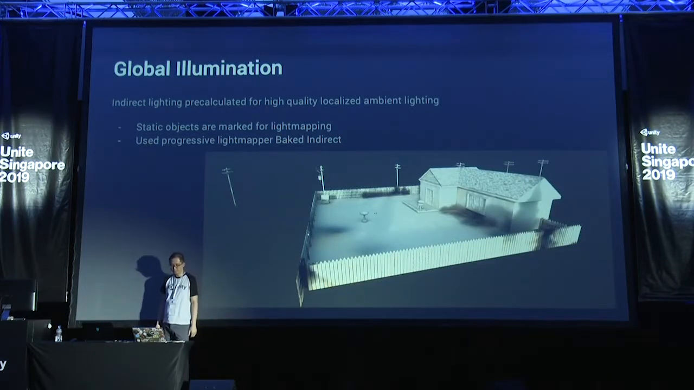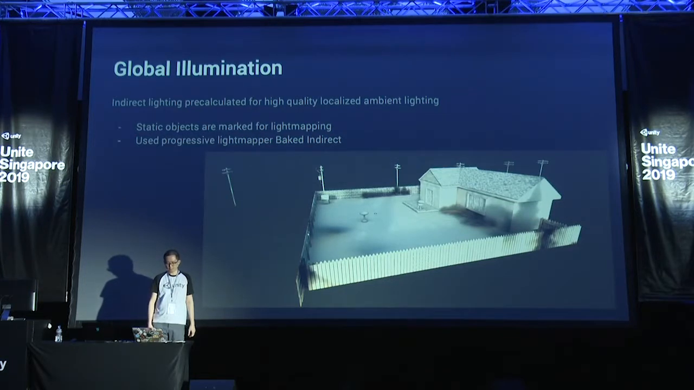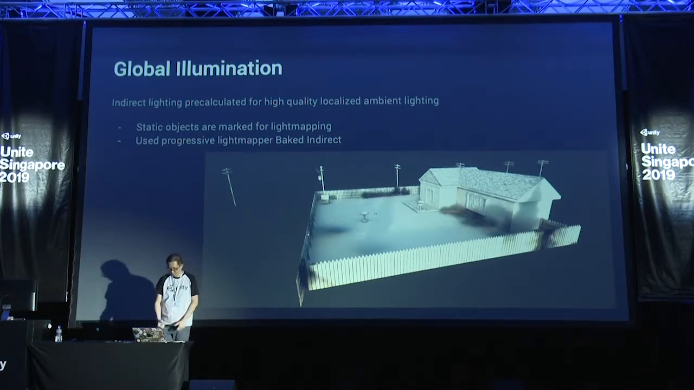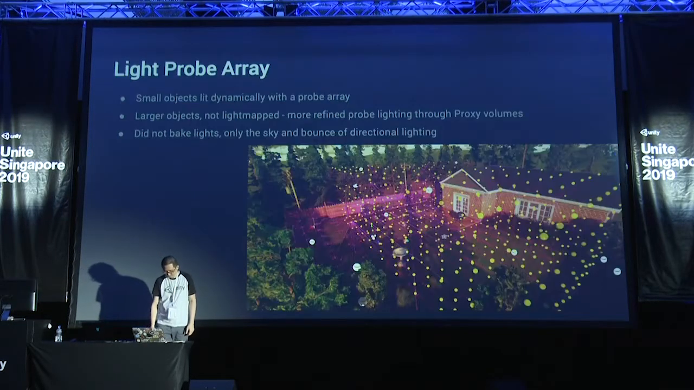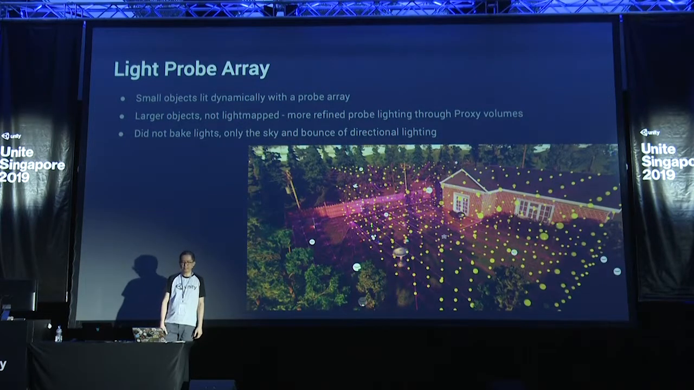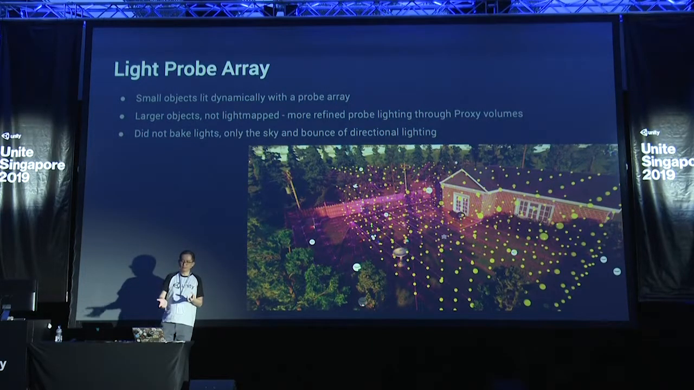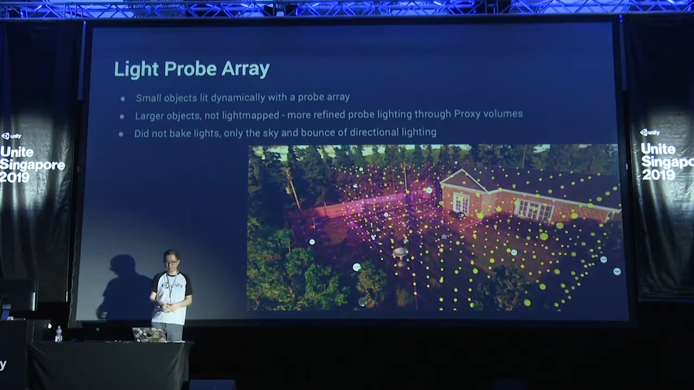So baked GI looks like this. This is mainly baked for static objects that don't move, to try to get some of the nice global illumination onto the scene. And we've put an array of light probes. These are for objects that are not baked, for objects that are moving, or for objects that are maybe small and it's not crucial to affect the overall GI. So they are lit by light probes.